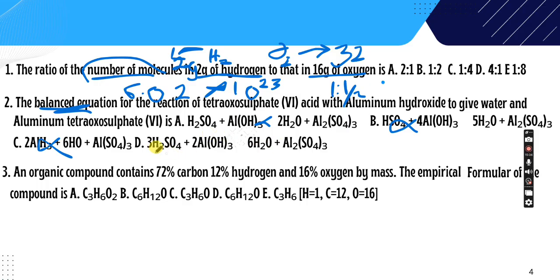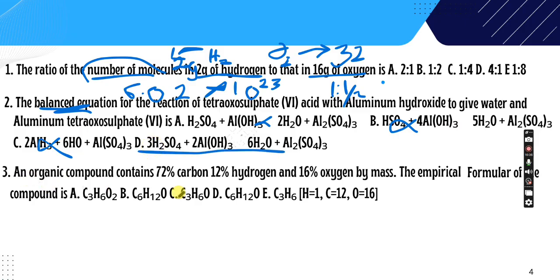Hydrogen is balanced. Let's check the oxygen. We have 4 oxygen here, multiplied by these 3, that's 12, plus these 6 oxygen that are here, making 18. On the reactant side we have 6 oxygens here, and another 12 here. Oxygen is also balanced. So we have sulfur: 3 sulfur here and 3 sulfur here. Sulfur is also balanced. We have 2 aluminiums here and 2 aluminiums here. Aluminium is also balanced. So the correct answer for this question is Option D.